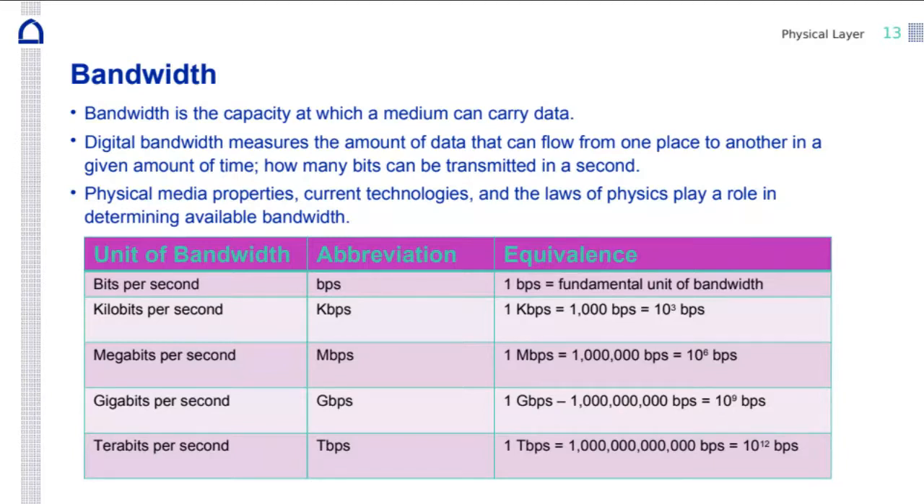Physical media properties, current technologies, and the laws of physics may play a role in determining variable bandwidth. Here we give you some examples of the units of bandwidth. Bits per second, the symbol is BPS. Kilobits per second is 1,000 bits per second. Please, you need to know these units. Then mega, giga, and tera, which is 1 terabit per second. Giga is 1,000 million per second.